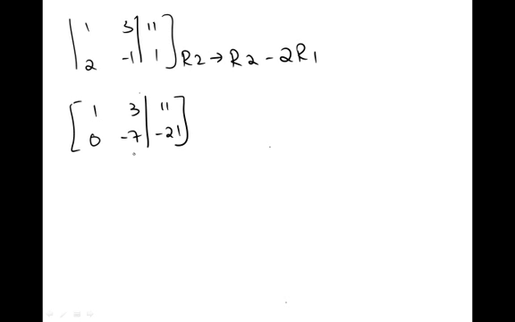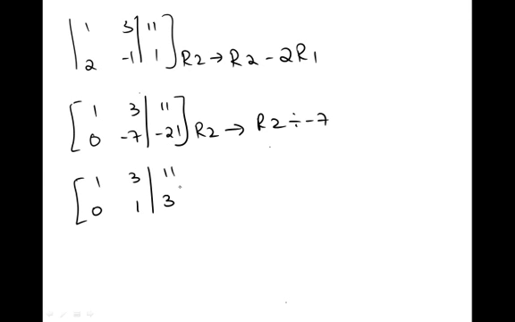So to change this one into 1, I will go for R2 goes to R2 divided by negative 7. The first row is not changed. Divided by negative 7 it will be 0. Divided by negative 7 you have 1, and here you have 3. So this is the value of y equal 3.